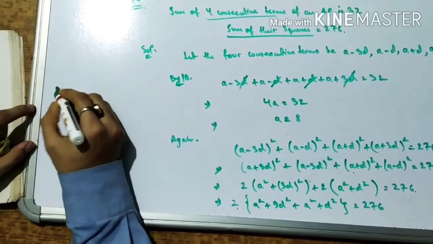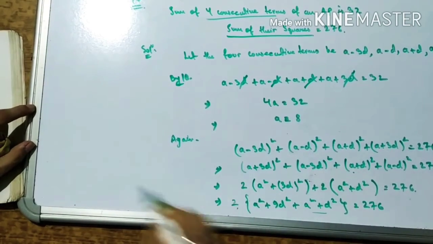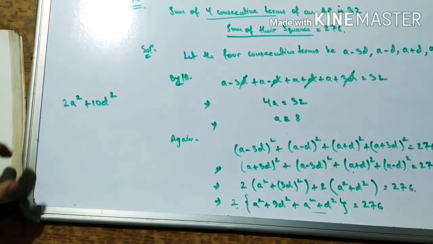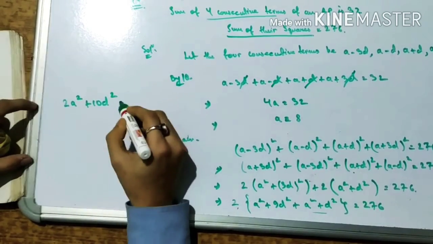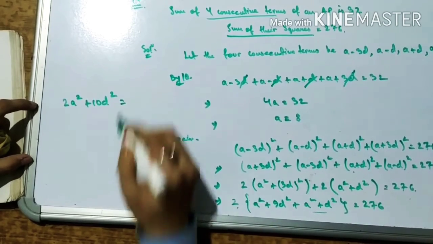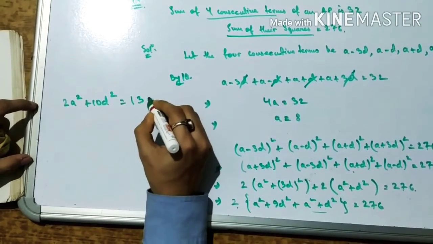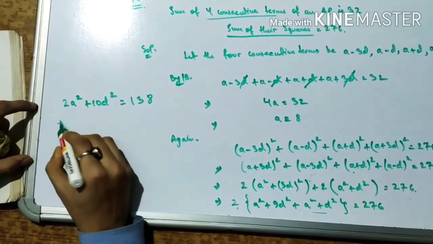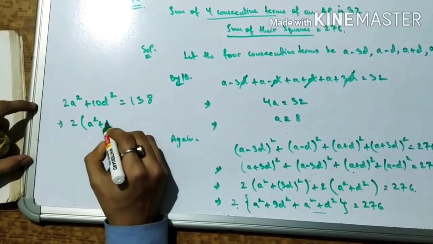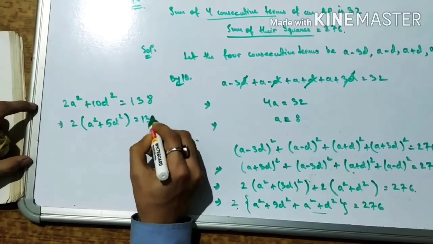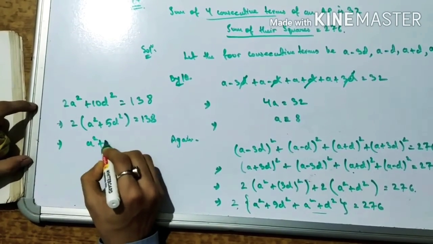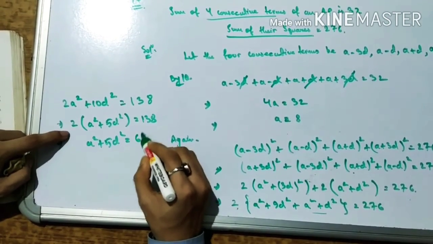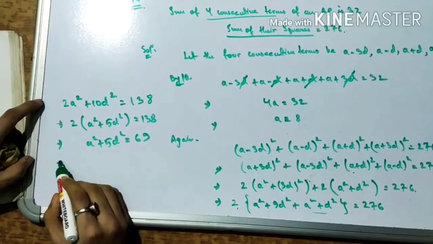Solving this, I will get twice a square plus 10d square is equal to 276 by 2, which is 138. Now again 2 I can take common: a square plus 5d square is equal to 138 by 2, which is 69.